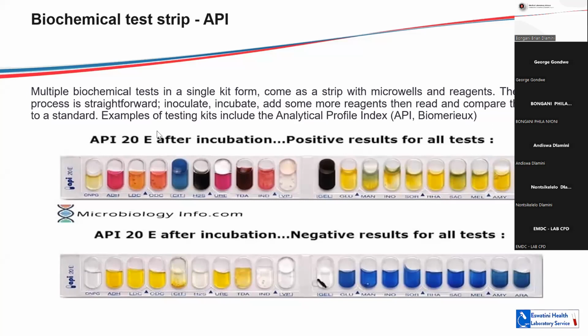Then once you've prepared your 0.5 McFarland standard, you inoculate it into these colorful wells, although as you can see up here, we have the positive reaction after incubation, and below we have the negative reaction. There are no colors before you actually inoculate your organism. You inoculate into those wells, then you incubate for 24 hours. After incubation, you read the color changes and compare: for positive results in each well, these are the color changes you will see, and for negative results, below are the color changes that you will see.